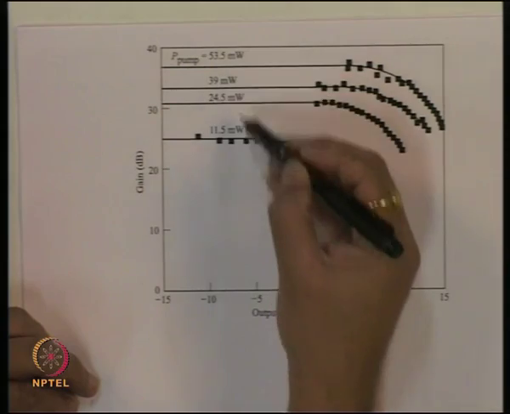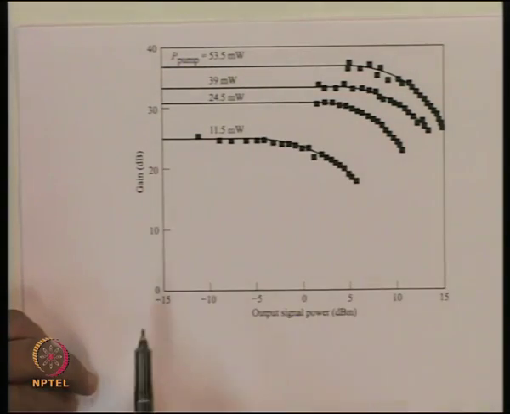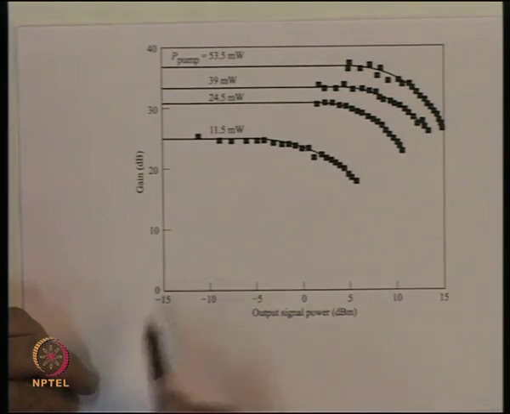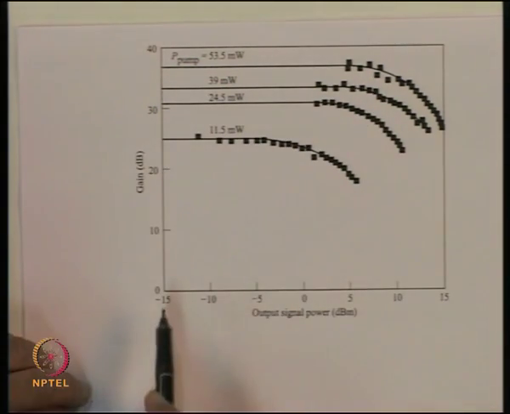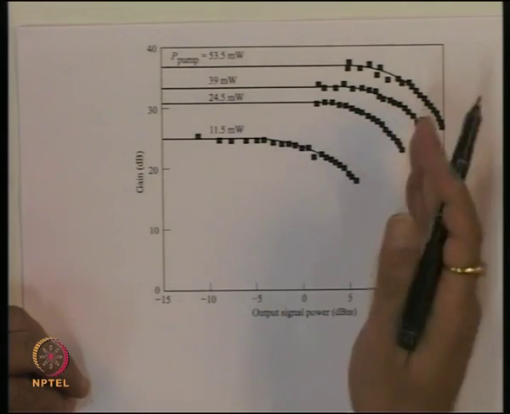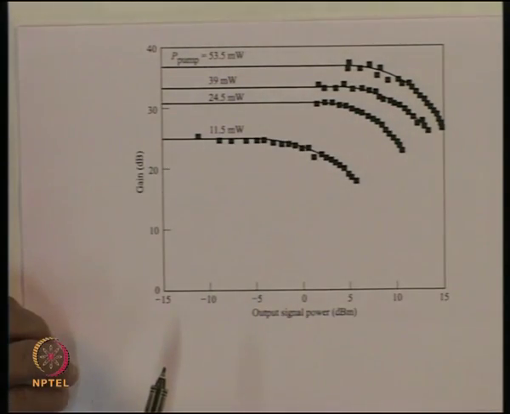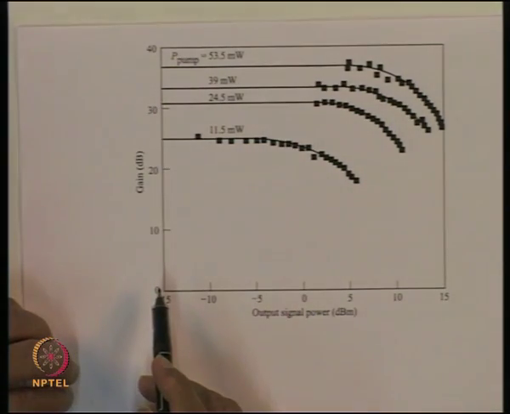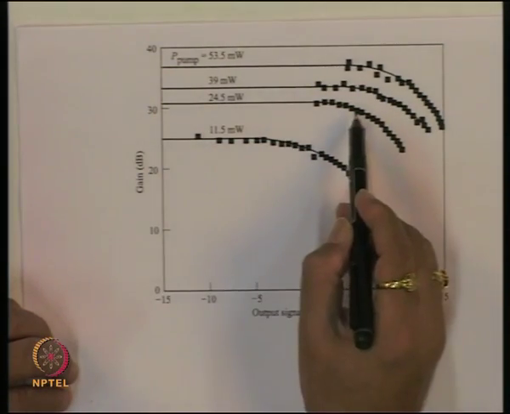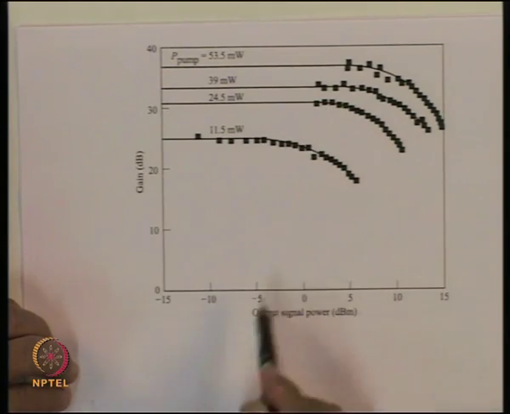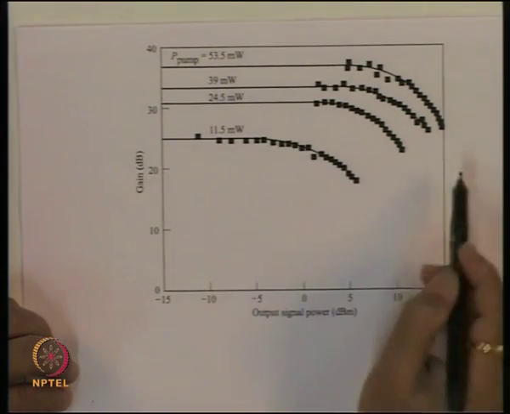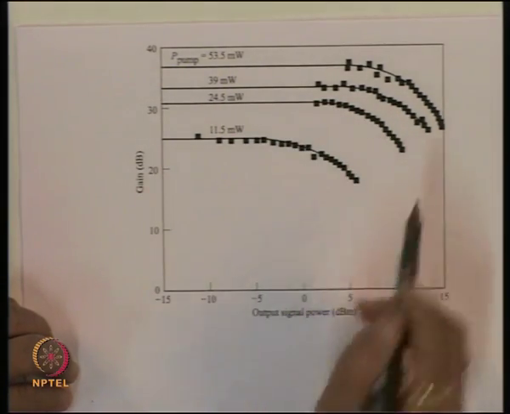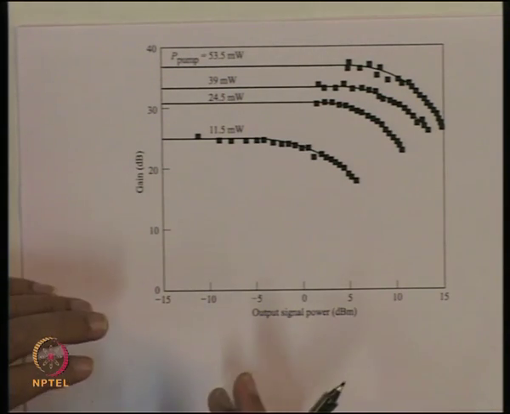So here we are talking about pump powers which are reasonably large. The gain saturation starts coming into the picture beyond about 0 dBm power. So here the typical gain is of the order of about 30 dB, and up to 0 dBm the gain is practically constant, and as you go beyond that, then slowly the gain starts dropping because of the gain saturation effect.